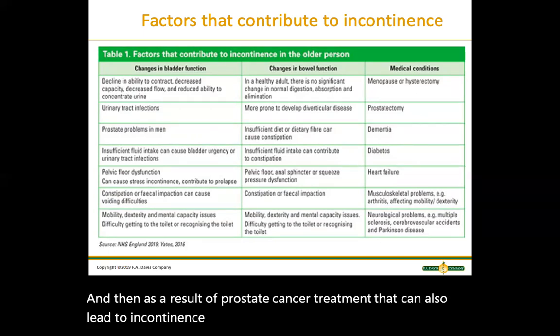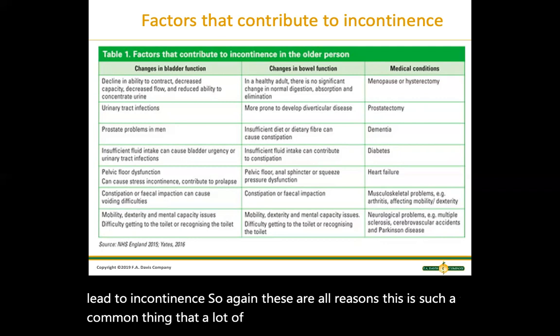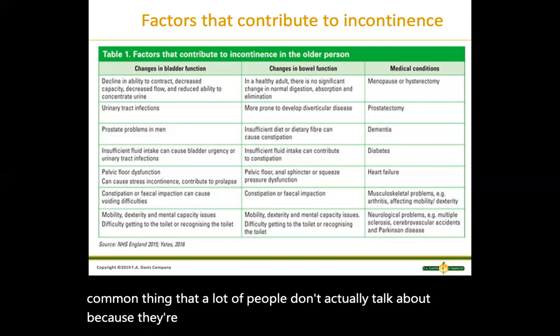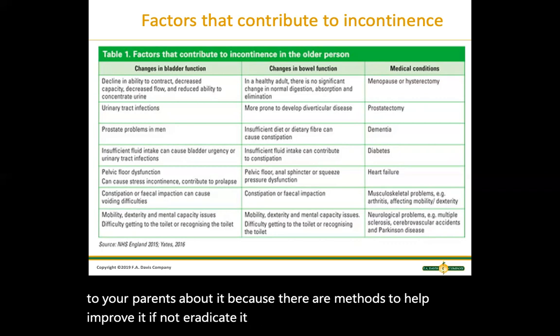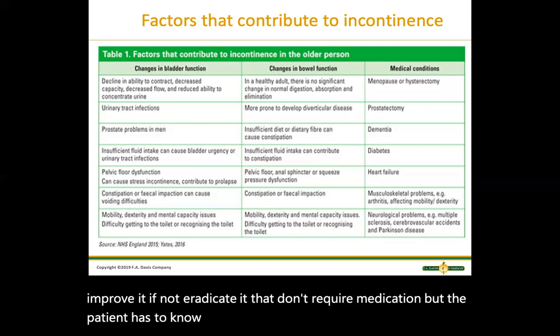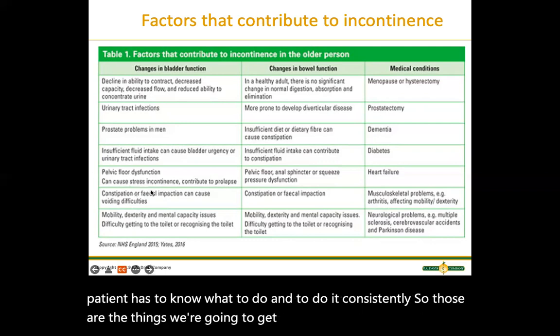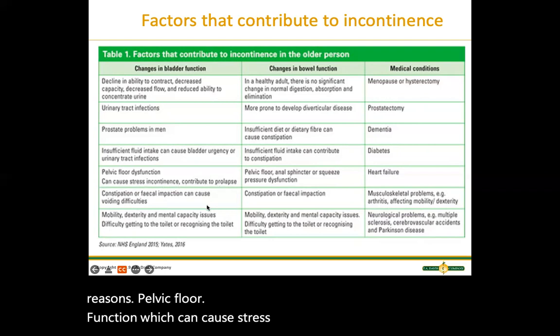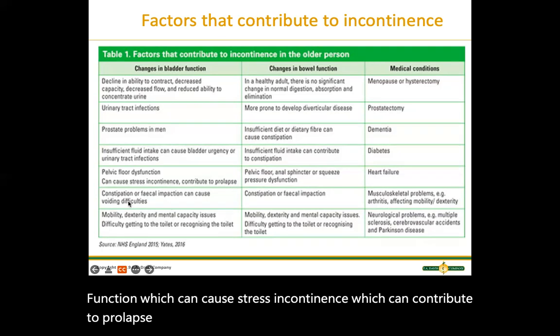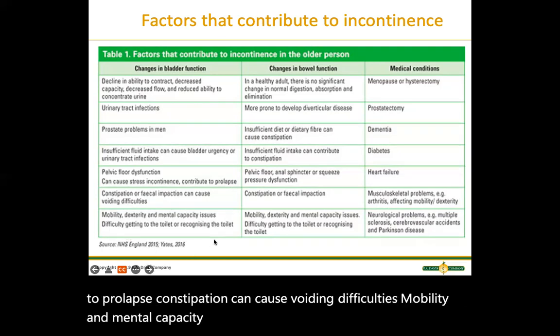So again, these are all reasons. This is such a common thing that a lot of people don't actually talk about because they're so embarrassed. And it's really important you talk to your patients about it, because there are methods to help improve it, if not eradicate it, that don't require medication, but the patient has to know what to do and to do it consistently. So those are the things we're going to get into. Again, there are some other reasons: pelvic floor dysfunction, which can cause stress incontinence, which can contribute to prolapse. Constipation can cause voiding difficulties. Mobility and mental capacity issues can also cause incontinence.